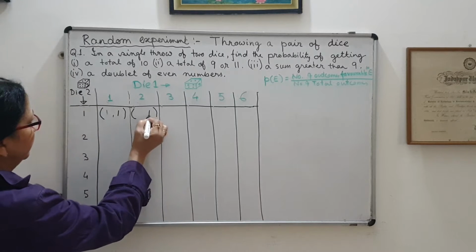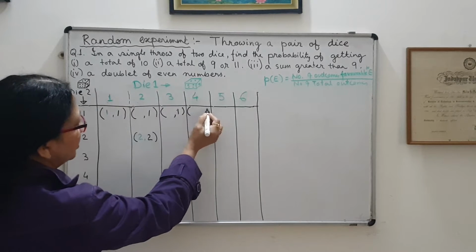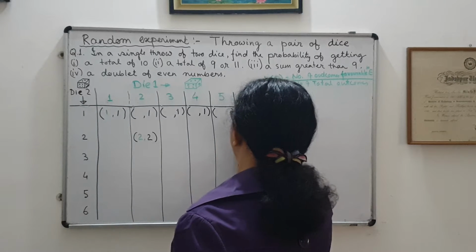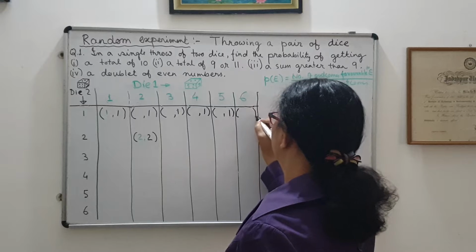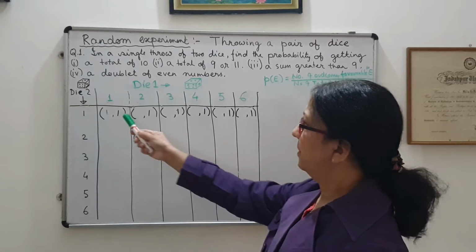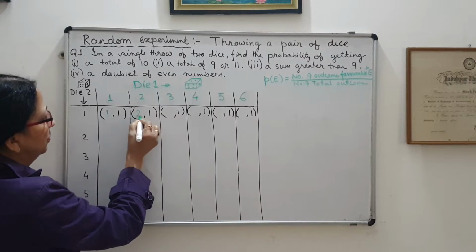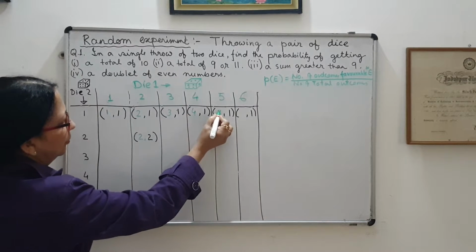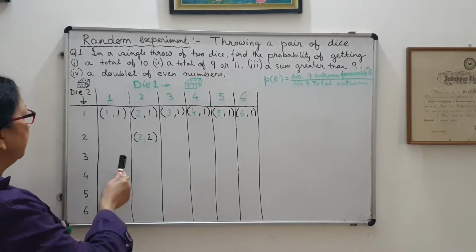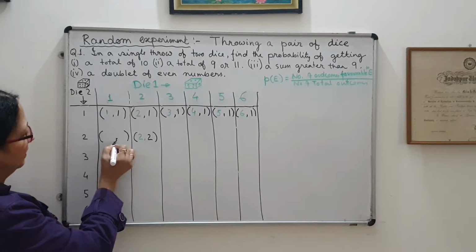Here, in the first horizontal row, this 1 is fixed. It is the outcome in the second die. Now the first member of the ordered pair will be the outcome of the first die, so here it is 2, 3, 4, 5, 6. So I got 6 outcomes. Similarly I will be getting the second row, filling up the second member with the outcome of the second die.